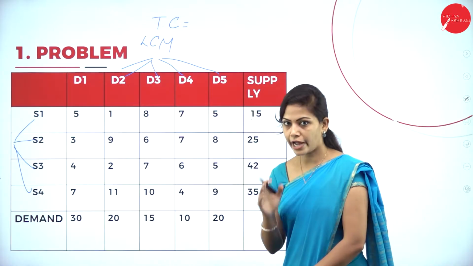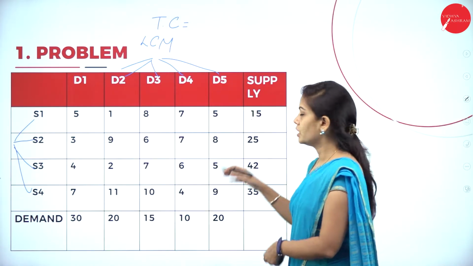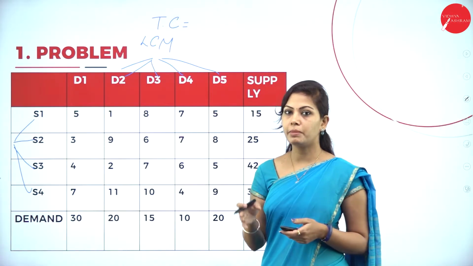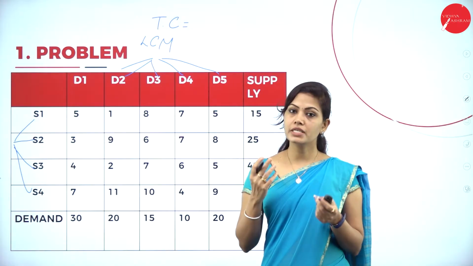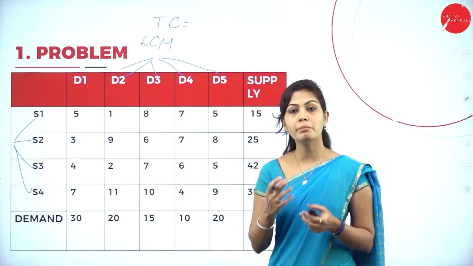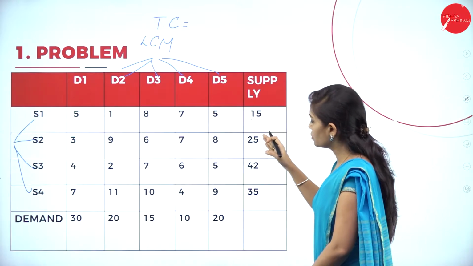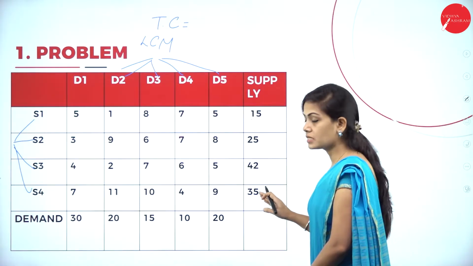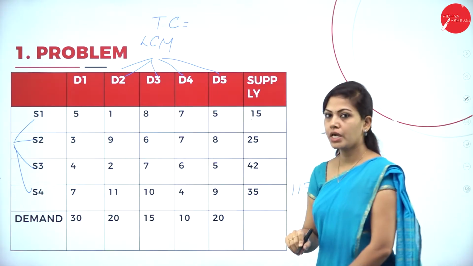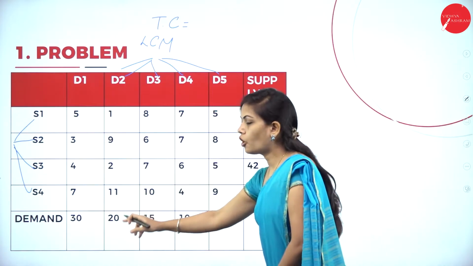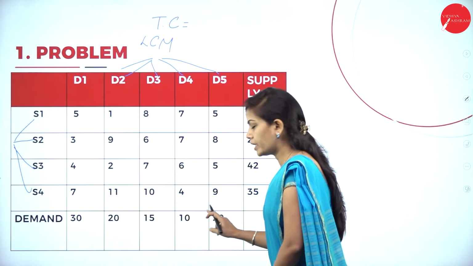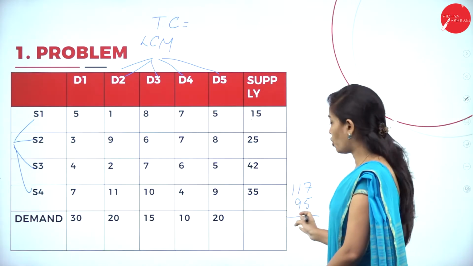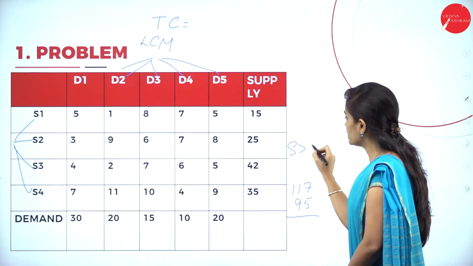So in this problem, first you have to check the supply value and demand value. Add all the supply values and add all the demand values and compare them. If it is balanced, we can proceed. If it is unbalanced, we have to add a dummy row or dummy column according to the requirement. So here we have 15, 25. 15 plus 25 is 40 and 40 plus 42 is 82. 82 plus 35 will get 117. So supply value is 117 and add all the demand values 30, 20, 15, 20, 10 and 20. So it is 95. So it is not a balanced problem. It is an unbalanced problem because the supply value is greater than demand value.